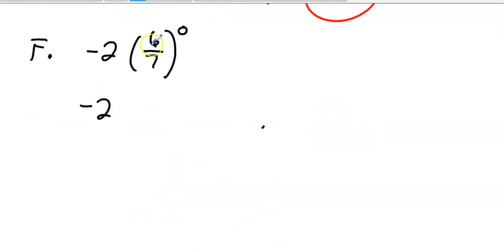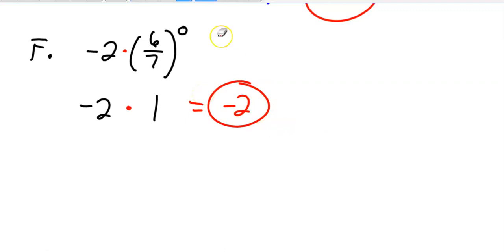So that's negative 2, because you've got this to the 0 power. That part becomes 1. And you can almost think about there being a dot here for multiplication, even though it's not there. You can think of it as negative 2 times that. So really it's negative 2 times 1. So that would be just negative 2.